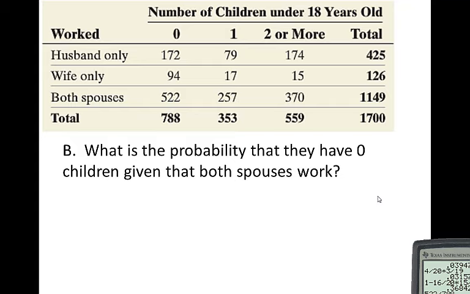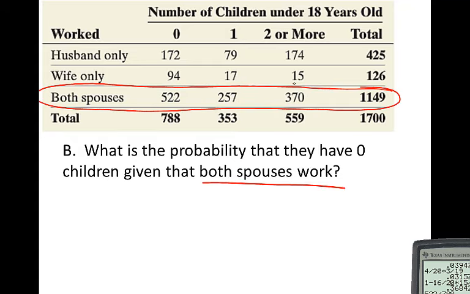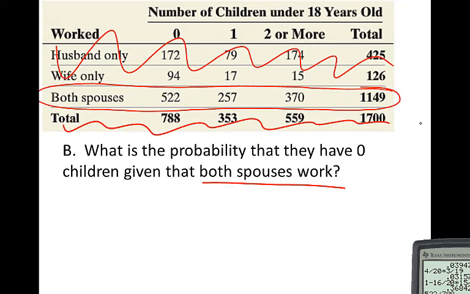Okay, what's the probability that they have 0 children given that both spouses work? We know that both spouses work, so we are focused in on this row right here this time. So only focus on the row, don't focus on anything else over here. So what's the probability they have 0 children? 0 children, 522, divided by 1149.